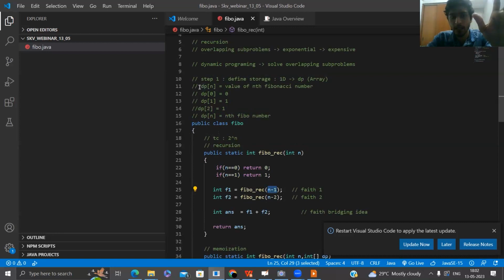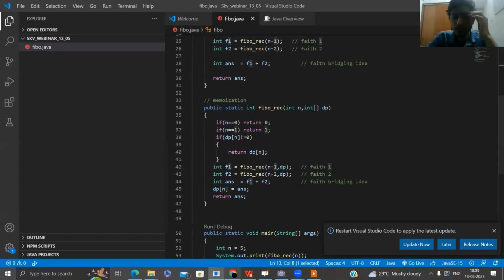Over here, I said that DP of n will contain the value of nth Fibonacci. And just to elaborate that statement, I wrote this: DP of 0 will contain the value of 0th Fibonacci, which is 0. DP of 1 will contain the value of first Fibonacci, which is 1. DP of 2 will contain the value of second Fibonacci, which is 1, right? And DP of n is going to contain the value of nth Fibonacci, which you have to calculate.